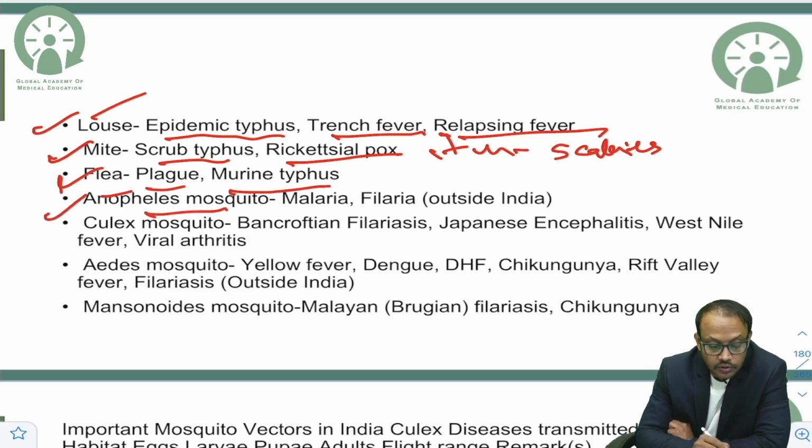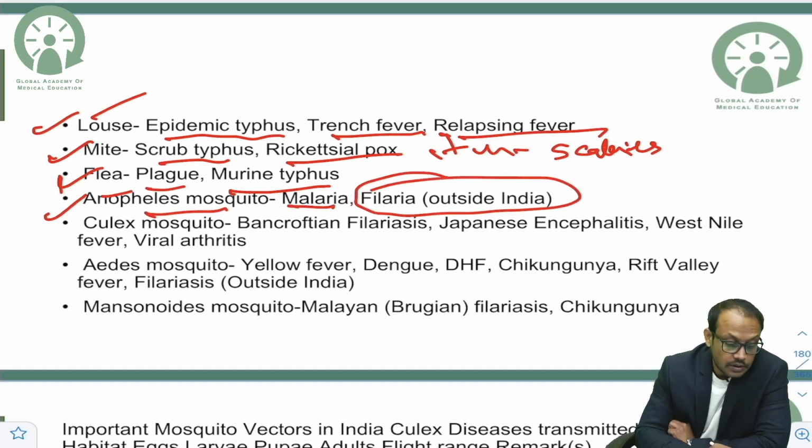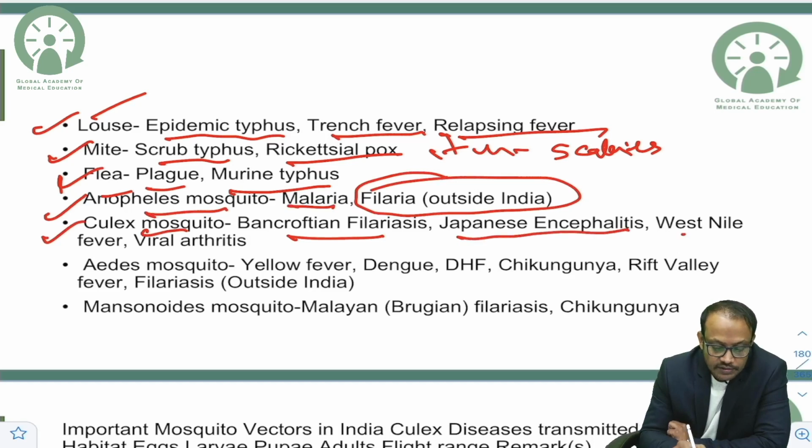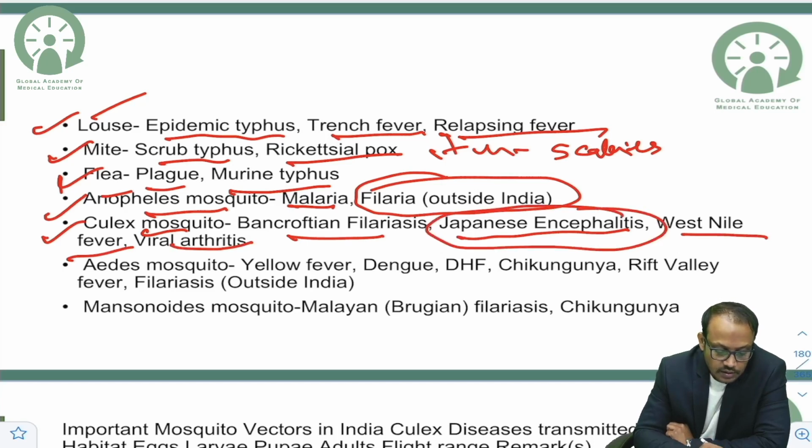Anopheles mosquito: malaria and sometimes filaria outside India. Culex mosquito: Bancroftian filariasis, Japanese encephalitis, West Nile fever and viral arthritis. So this Japanese encephalitis is related with the Culex.